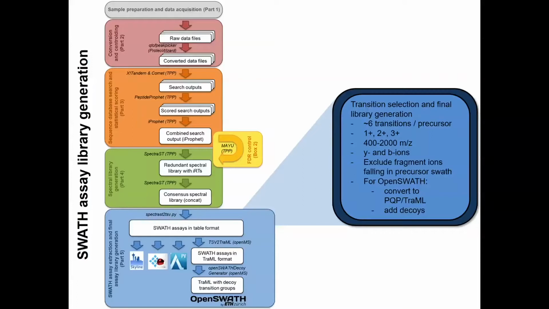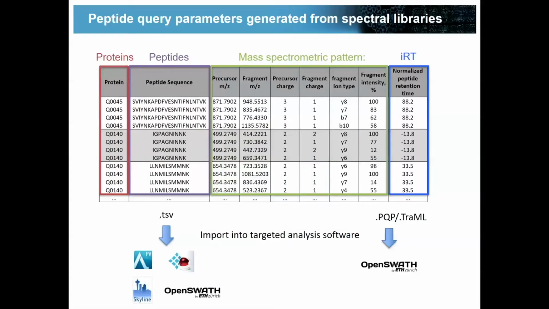And then we convert these to formats which you're going to see later, either PQP, which is the slightly newer way of doing things, or TraML, which is the older way of doing things. This is SQLite and this is XML, but that doesn't really matter. We also need to add some decoys, and the generation of the decoys and why they're important is going to be covered tomorrow, I think. So we end up with essentially a table, and we can import this table into a lot of different kinds of software and start to do some analysis of the DIA data.